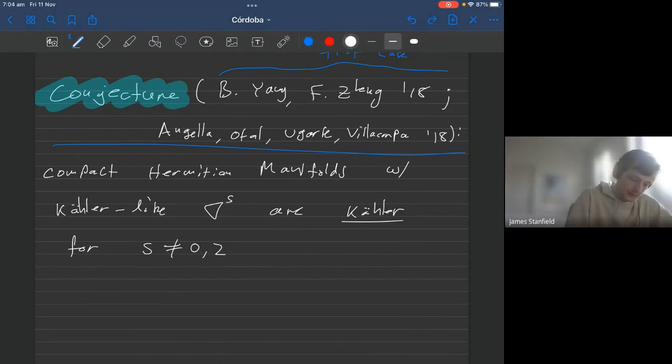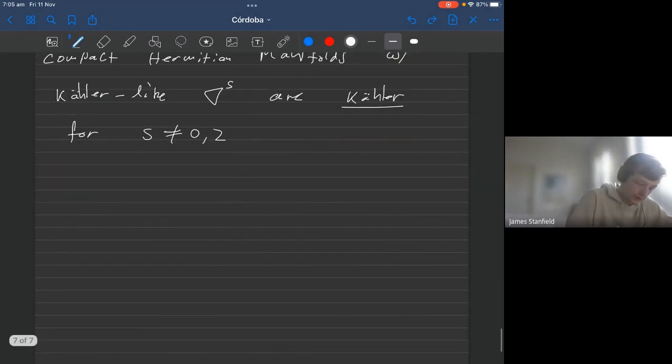So the claim is that this condition is just too strong. It just forces your metric to be Kähler. So let me just quickly mention some previous results.